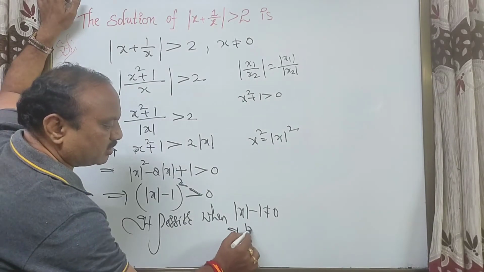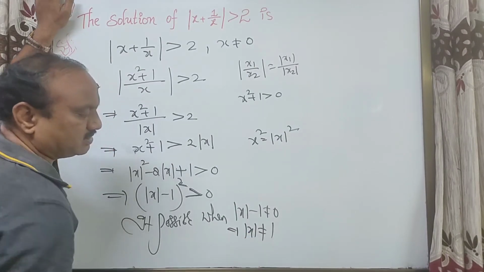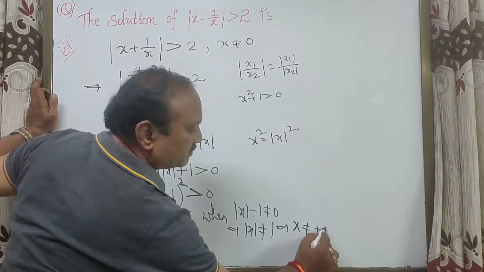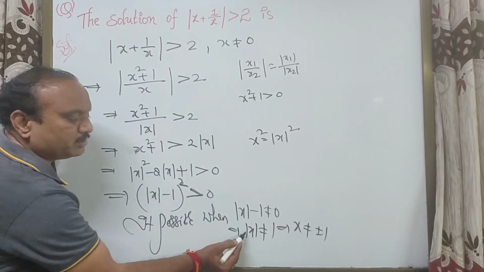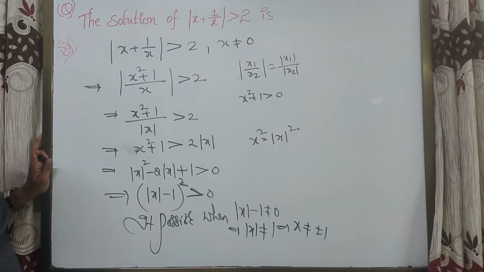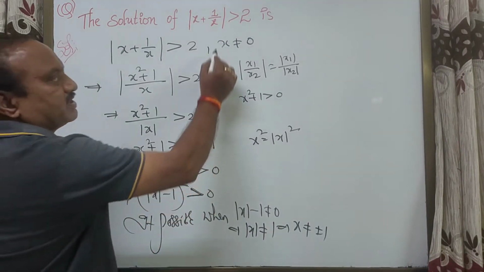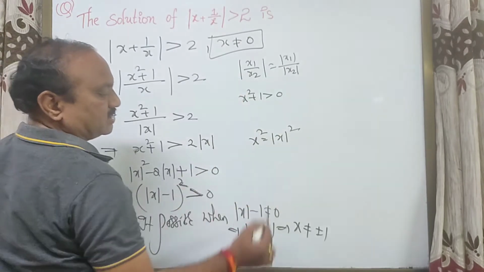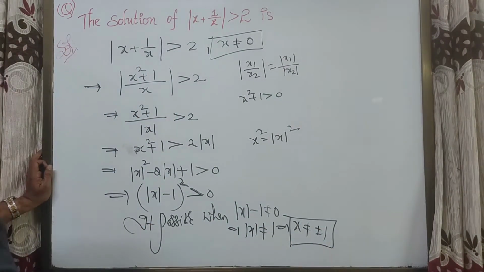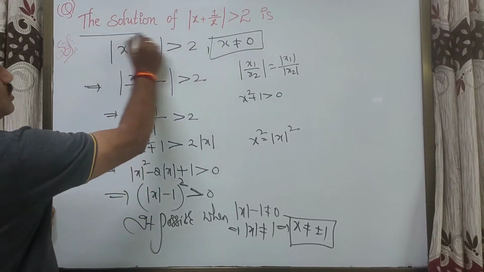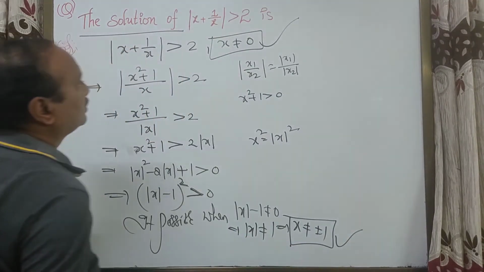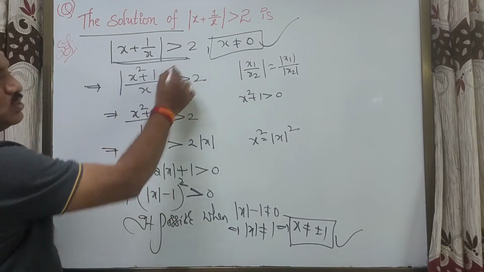From this, mod x is not equal to 1. From this, x is not equal to plus or minus 1. When you remove the mod, this value becomes plus or minus. My dear students, first condition is x not equal to 0. Second condition is x not equal to plus or minus 1. He wants the solution set. Except these values, this inequality holds good.